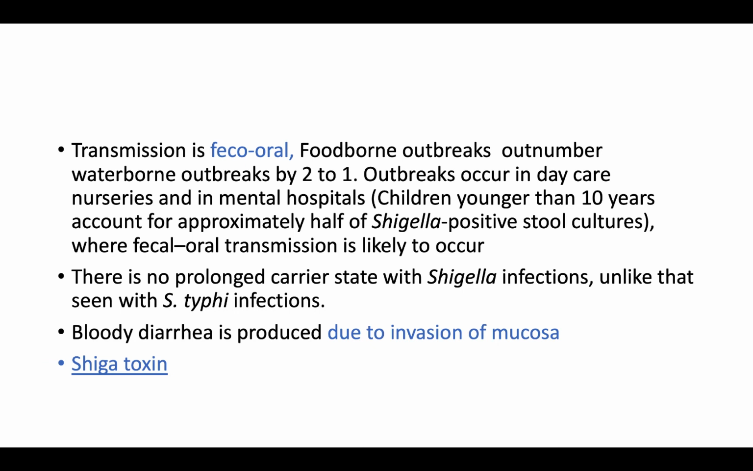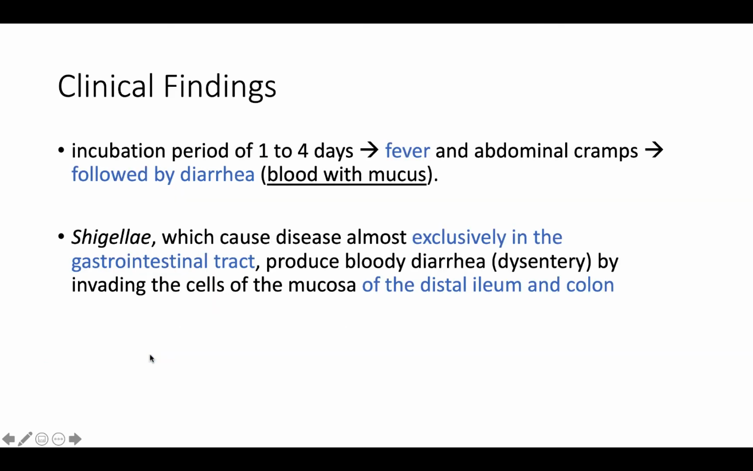There is no prolonged carrier state like Salmonella. Bloody diarrhea is produced due to invasion of the mucosa. We mentioned Shiga toxin. This comes from Shigella, the Shiga-like toxin that enterohemorrhagic E. coli gets. So this is the origin of the toxin. What are the findings? Incubation periods of about 4 days or less, usually 1 to 2 days. What happens to them? Fever, which means what? Invasion. Then abdominal cramps.